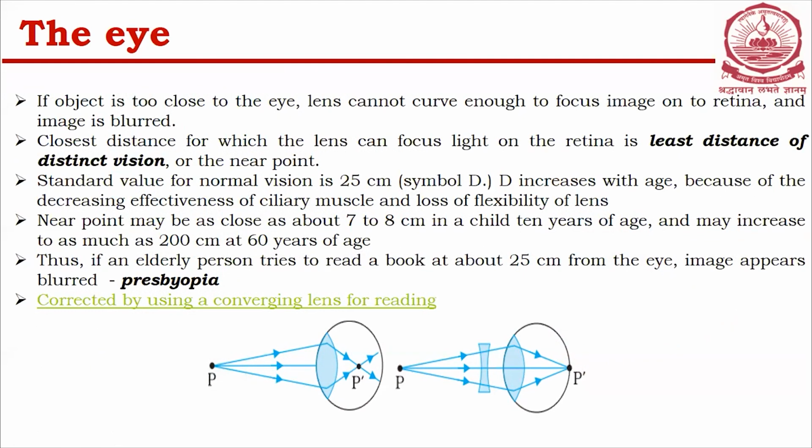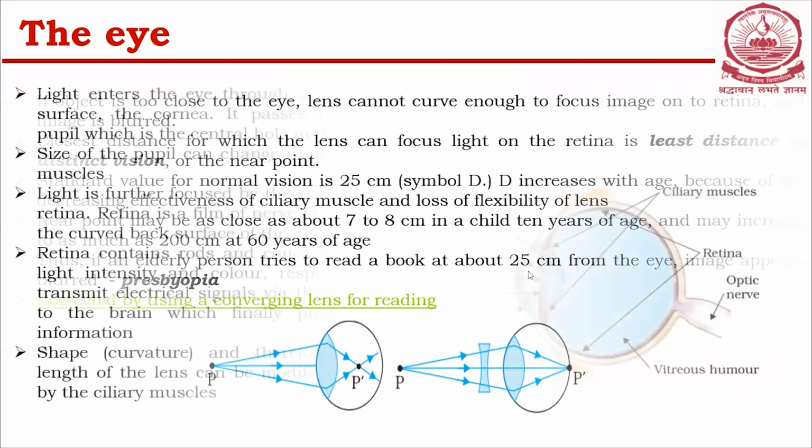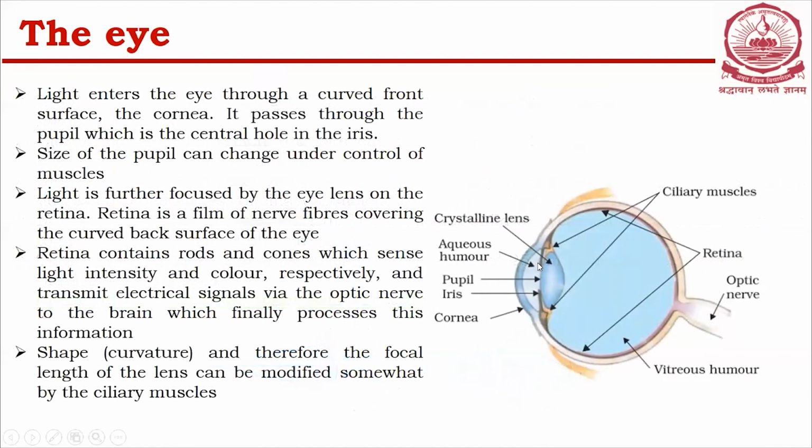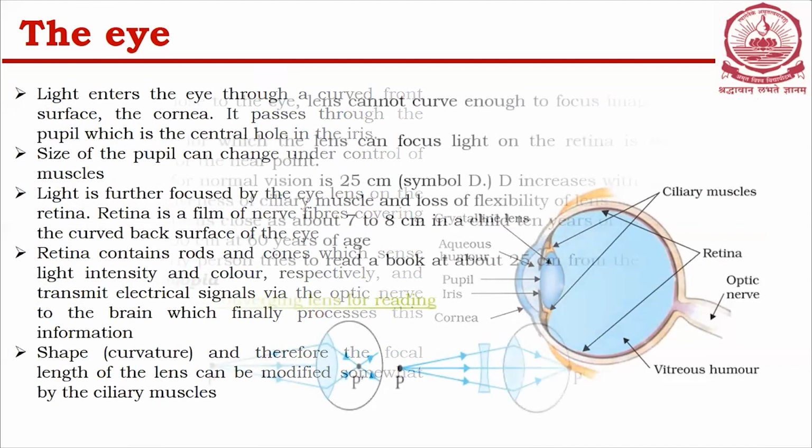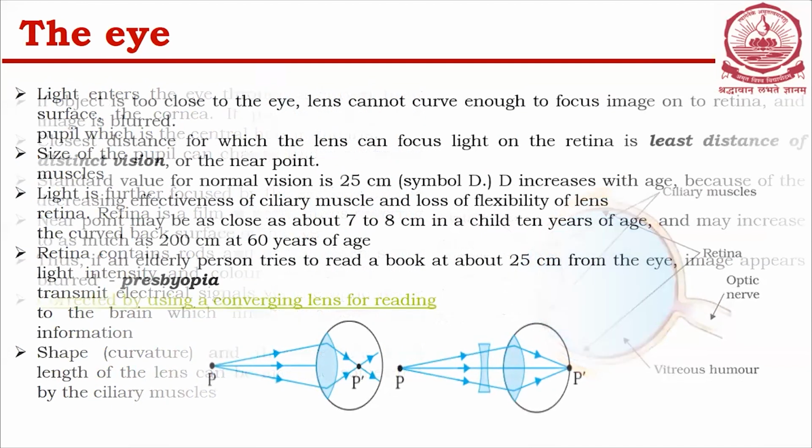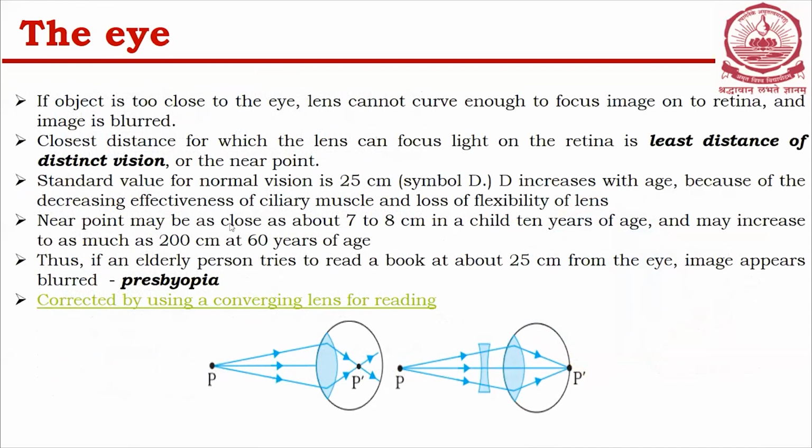So this D changes with age. Because these muscles lose their effectiveness when you are getting old, the flexibility will not be there. So the near point may be as close as about 7 to 8 centimeter in a child of 10 years of age, because at that time also it may not have that much flexibility, and it may increase to as much as 200 centimeter at 60 years of age.